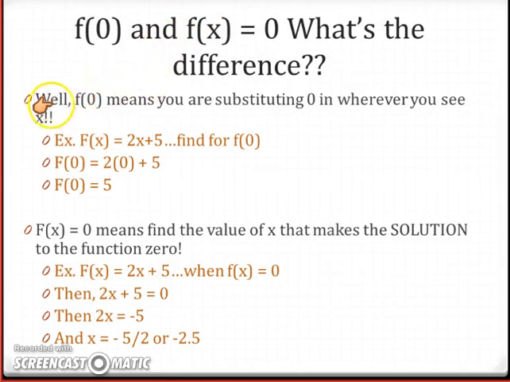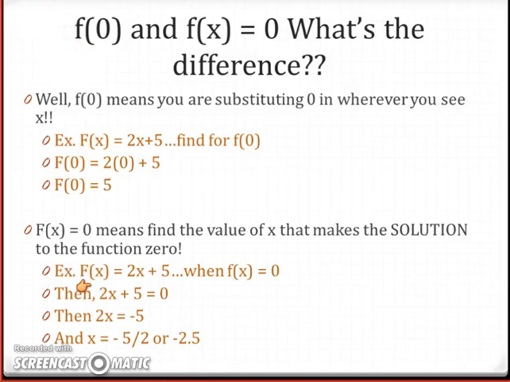So here's an example of it worked out. If this is our function equation, and they want us to find f of 0, that means to plug in 0 for x. So 2 times 0 is 0, plus 5. We get f of 0 equals 5. In the other example, f of x equals 0, that means we're taking that equation, 2x plus 5, and figuring out when it equals 0.